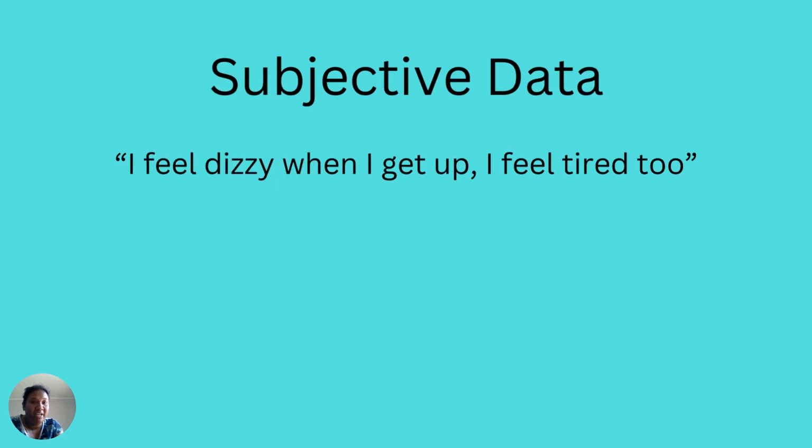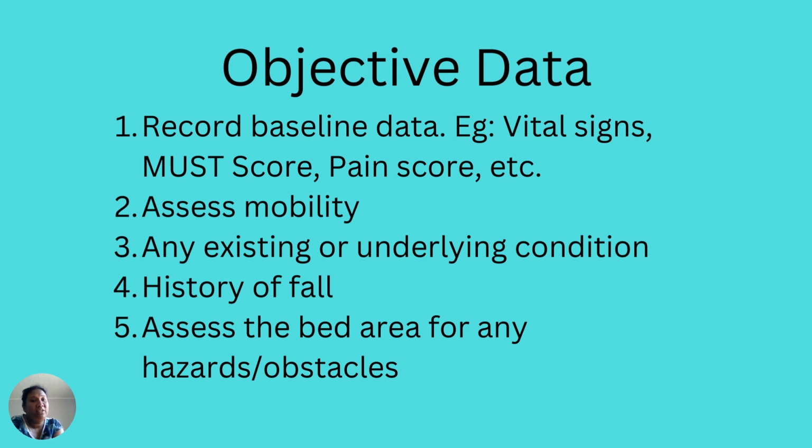But before we do that, we'll take up some subjective data where Alice is telling you that she feels dizzy and she feels tired to get up. She is 84-year-old, remember, and she has got active fever as well. On observation, I record the baseline vital signs where I got below normal value. Her MUST score is a bit low, and pain score, I would say she has a pain of 6 by 10, which is mild to moderate.